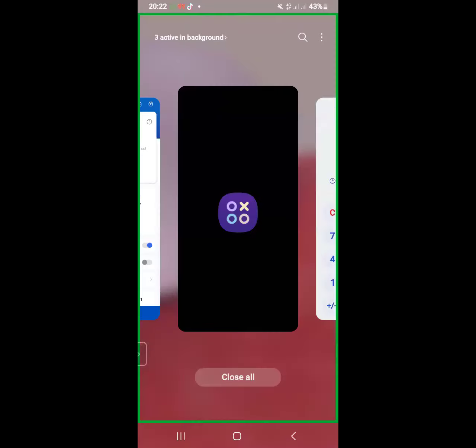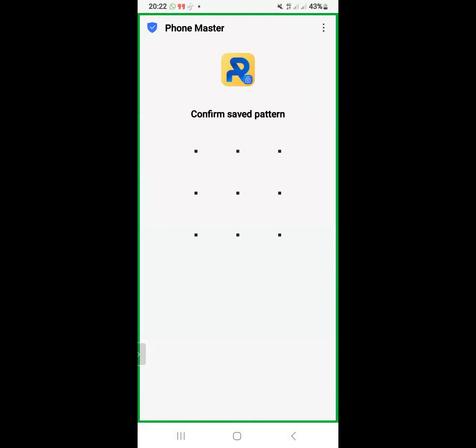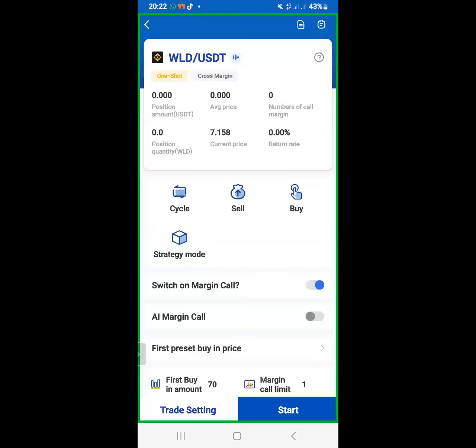So here, position quantity refers to the number of coins that has been bought using the position amount stated above. Okay, so that's what it means. Now, we're done with that.